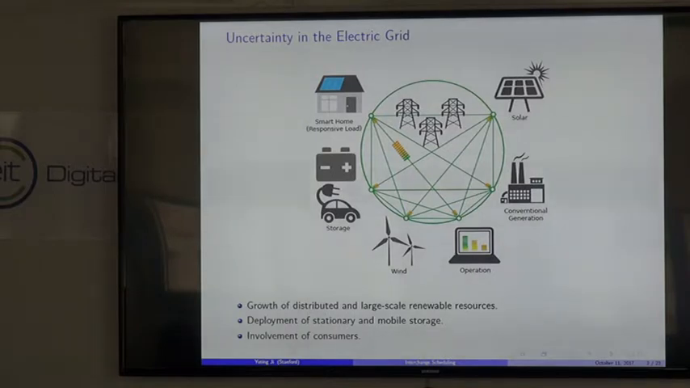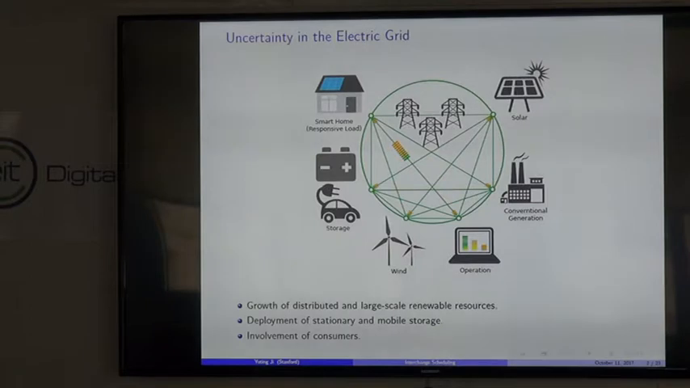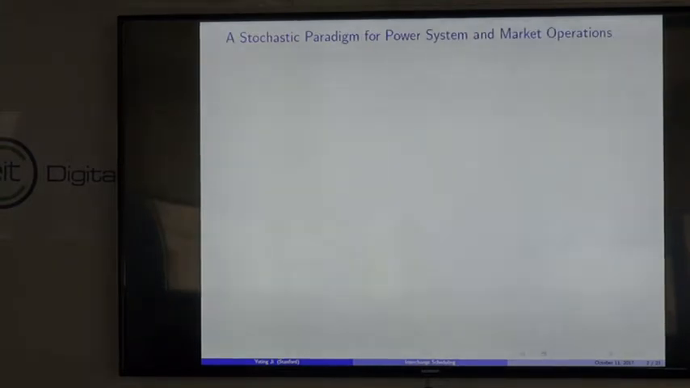But the electric grid is always operated in a deterministic way because the demand is treated as deterministic. You will predict it in a very short time, then you will dispatch generators to fulfill your demand. But now this assumption is no longer valid, so we need a new paradigm for power system and market operation. For that, I have built a stochastic paradigm for the operation. Most interrelated problems and decisions in the electric grid can be viewed as operation and decision making under uncertainty.